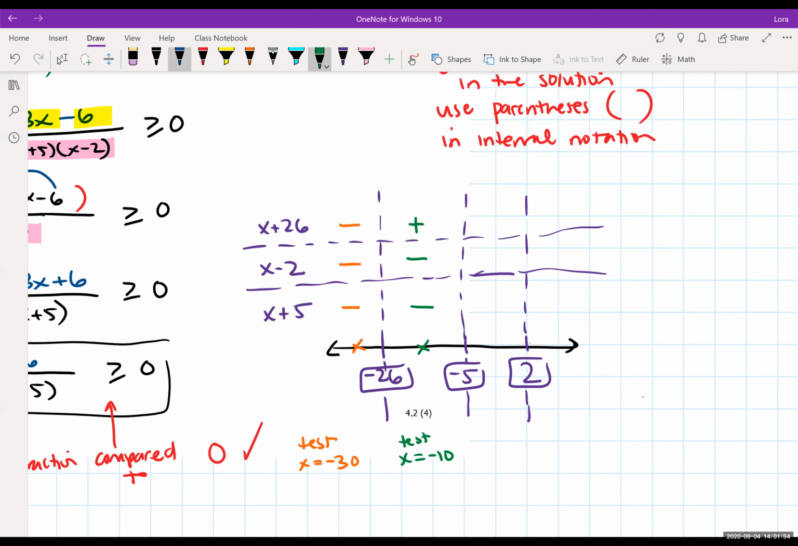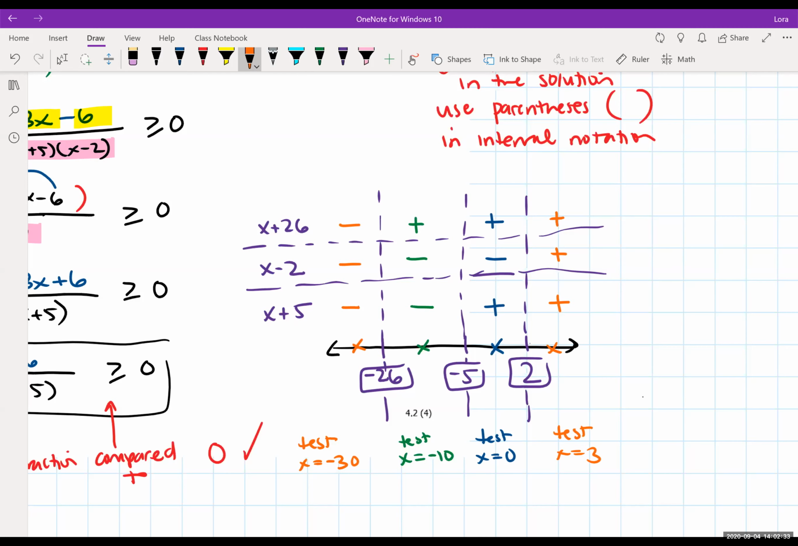So I move forward. A number in between negative 5 and 2, I'll test x equals 0. That one's friendly. So 0 plus 26 is positive. 0 minus 2 is negative. 0 plus 5 is positive. A number after 2, let's go with 3. Why not? So 3 plus 26 is positive. 3 minus 2 is positive. And 3 plus 5 is positive.